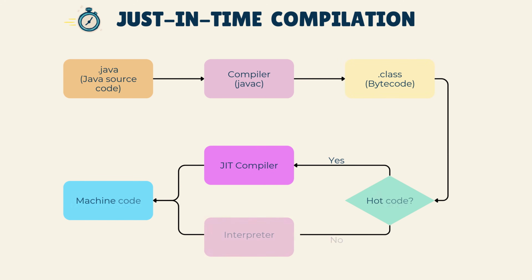For non-hotspot code, it continues using interpretation, which keeps startup fast and memory usage low. But for hotspot code that runs frequently, it compiles it into native machine code, reaching speeds close to those of fully compiled languages. That's why Java programs may feel a bit slow when they first start up, but performance improves significantly over time as JIT compilation kicks in.